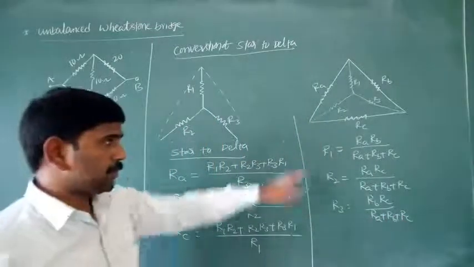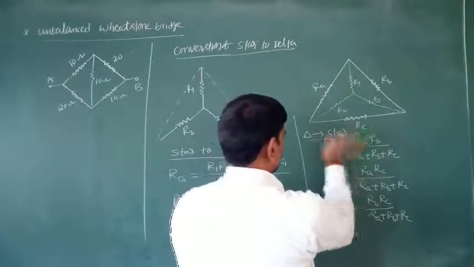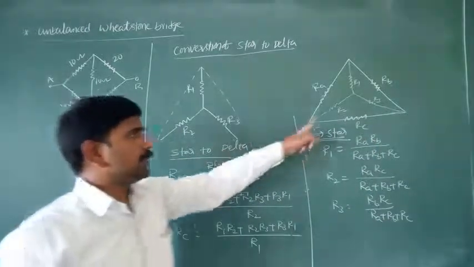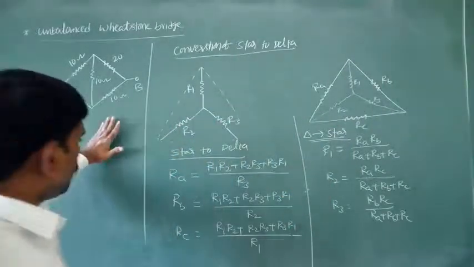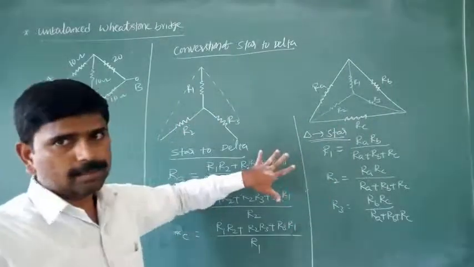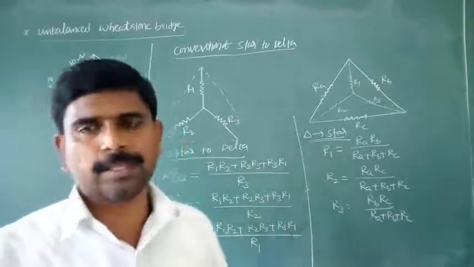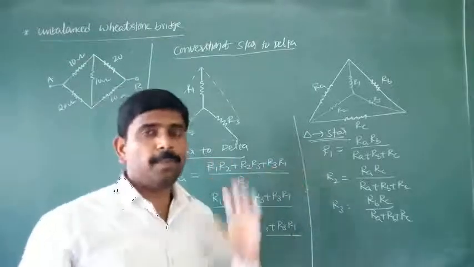This is from delta to star. This is from star to delta. This is delta to star. So here in this problem we are using this concept. When we are using this concept, the problem becomes easy.